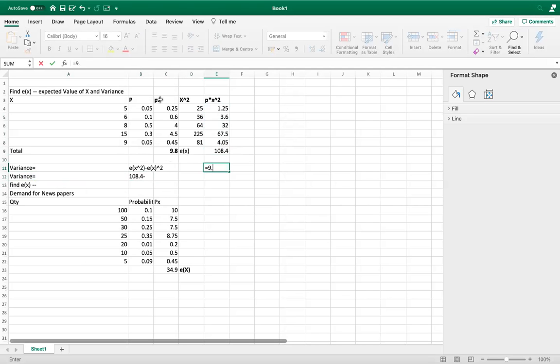Yes, 9.8, ma'am. I'll say this into this. So I get 96.04. I will say equal to 108.4 minus 96.04. Followed? 12.36 is my variance. समझ में आ रहा है? Yes, ma'am. All of you?